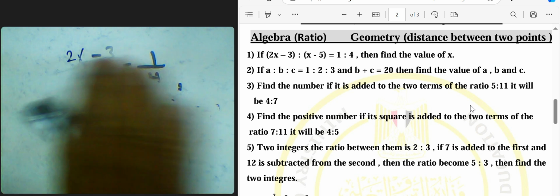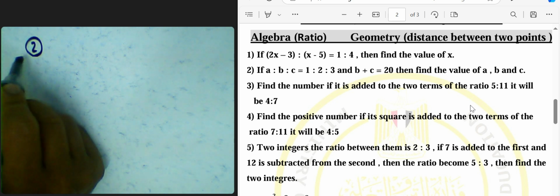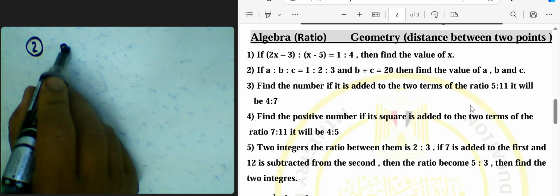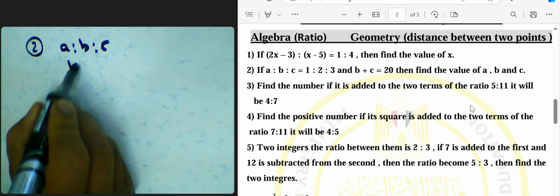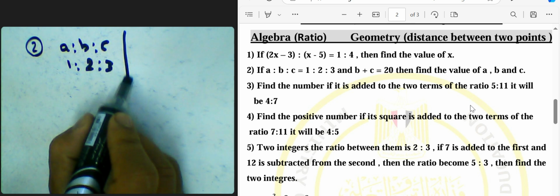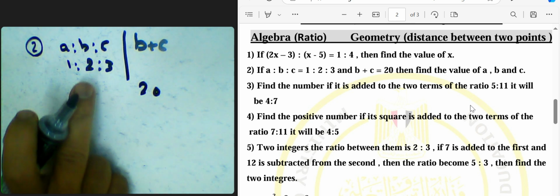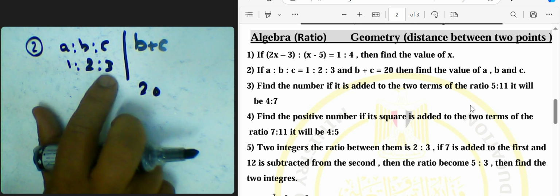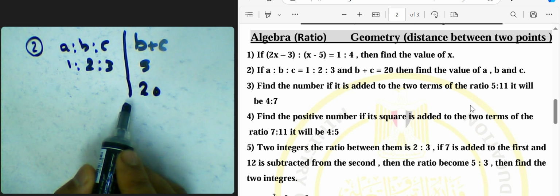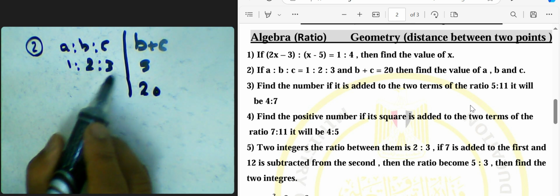Next question, number 2. If A to B to C is 1, 2, 3, the ratio between A, B, and C is 1, 2, and 3, and B plus C equals 20. We can add 2 plus 3 equals 5, because B plus C equals 20. You want to find the value of A and B and C.